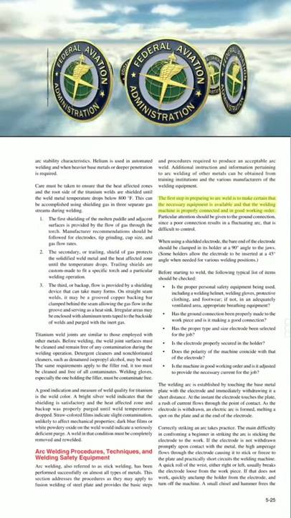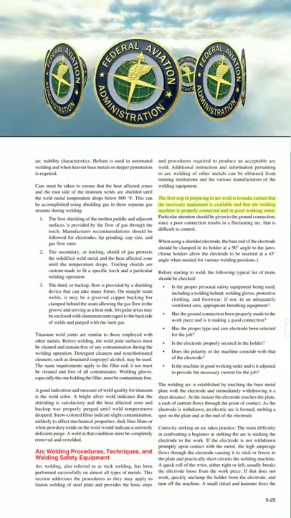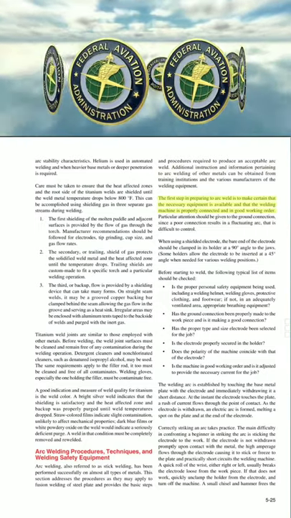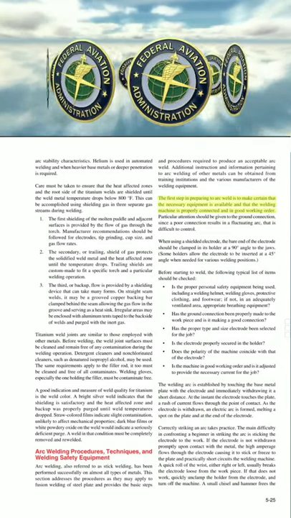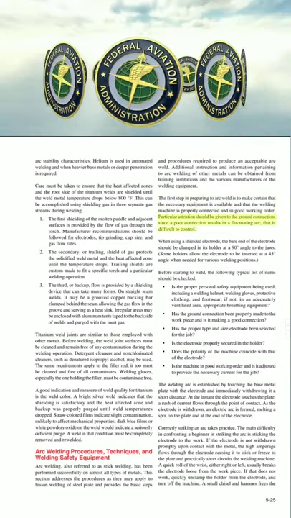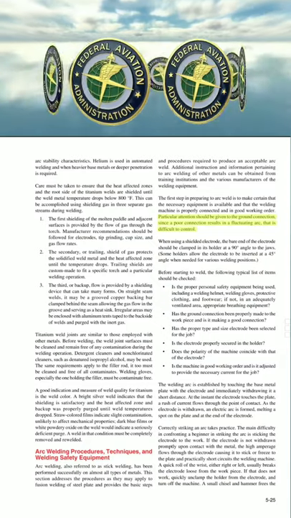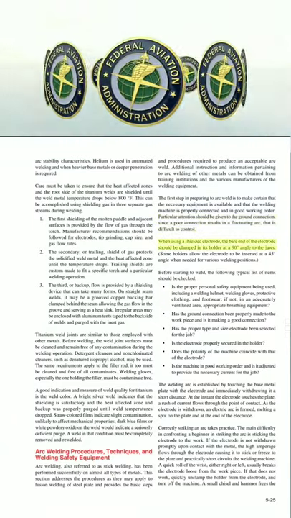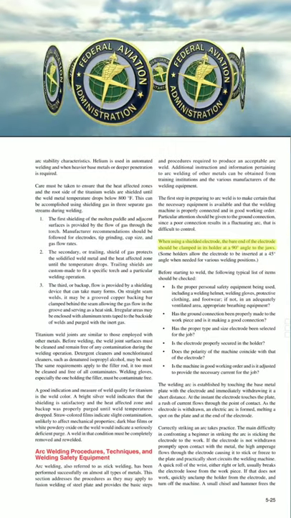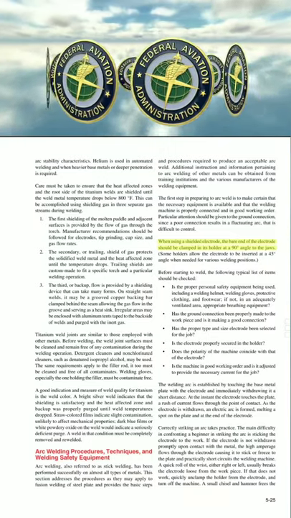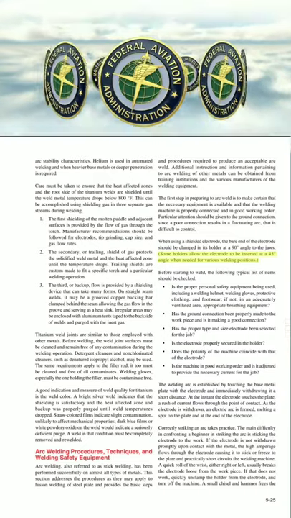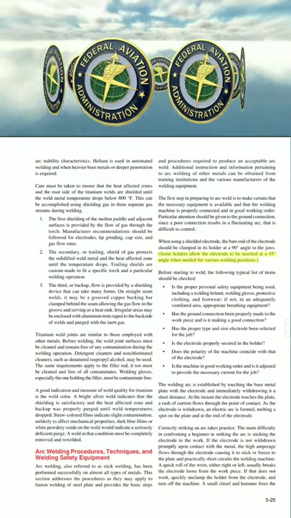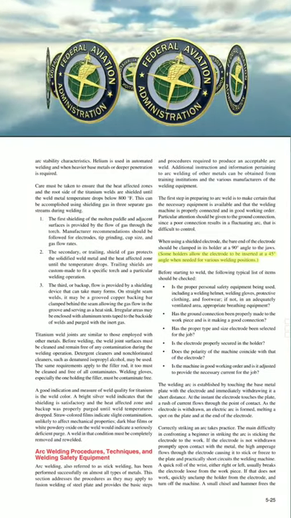The first step in preparing to arc weld is to make certain that the necessary equipment is available and that the welding machine is properly connected and in good working order. Particular attention should be given to the ground connection, since a poor connection results in a fluctuating arc and is difficult to control. When using a shielded electrode, the bare end of the electrode should be clamped in its holder at a 90 degree angle to the jaws. Some holders allow the electrode to be inserted at a 45 degree angle when needed for various welding positions.